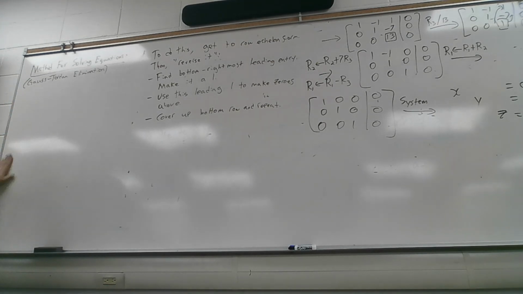But I probably won't call it Gauss-Jordan elimination. What I'll probably say is use row reduction to solve this system, right? Because the name doesn't matter, right? It's okay to just call it row reduction.